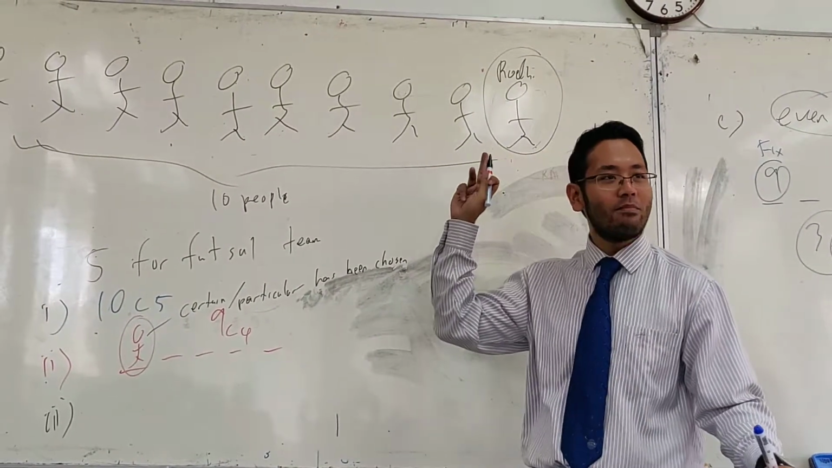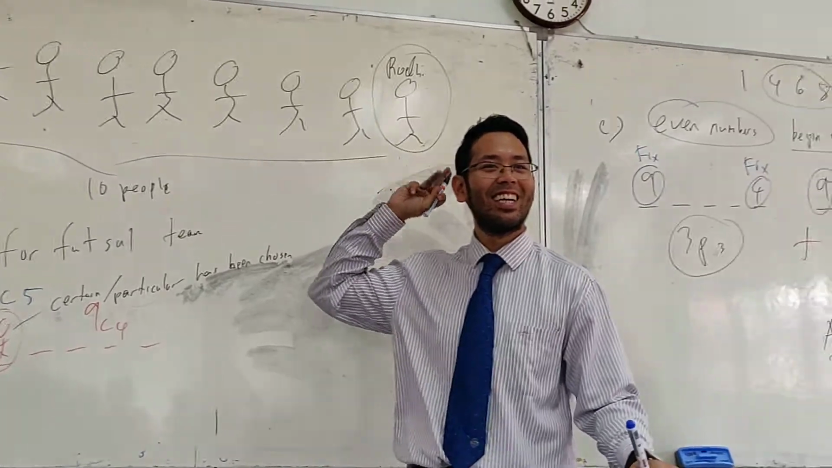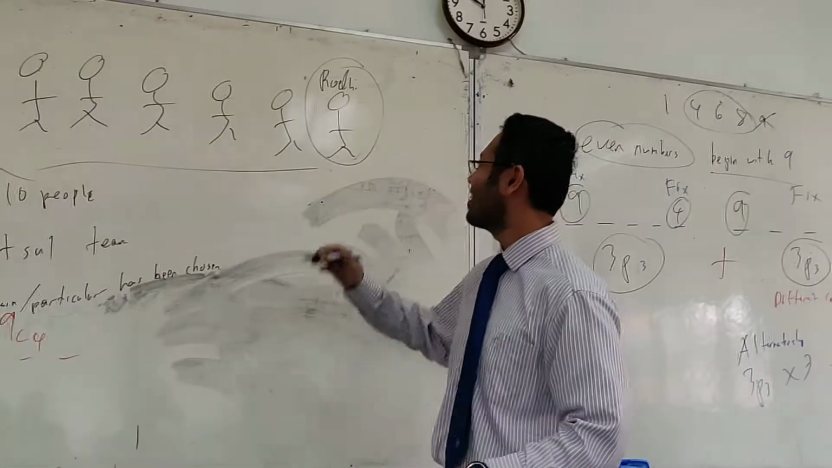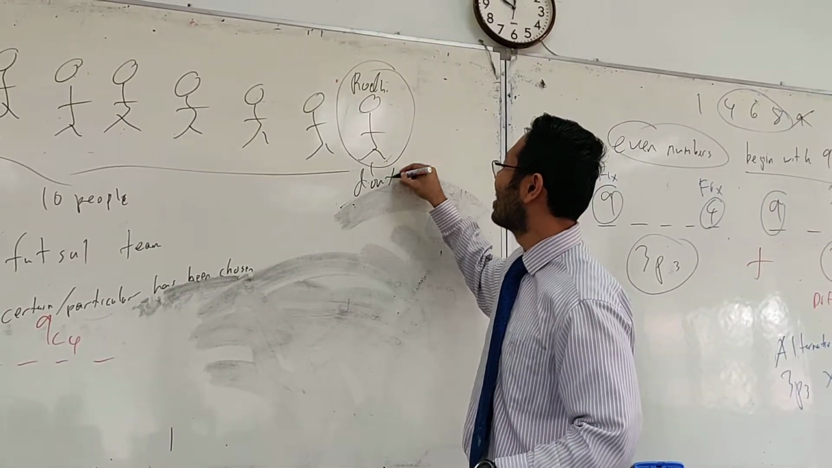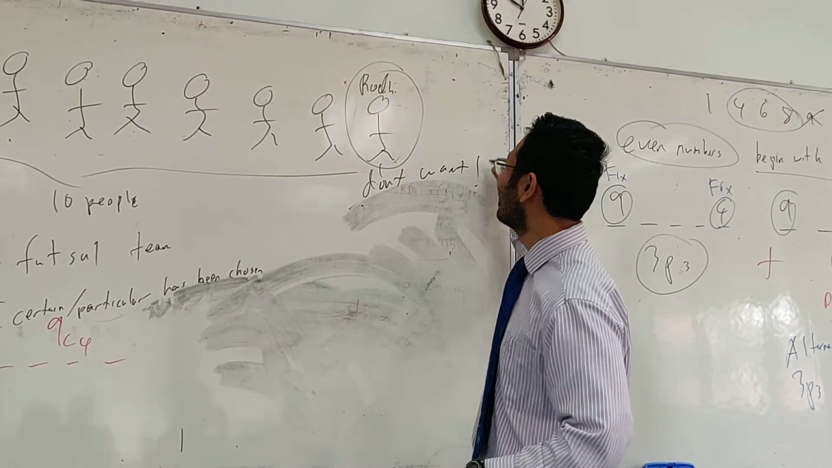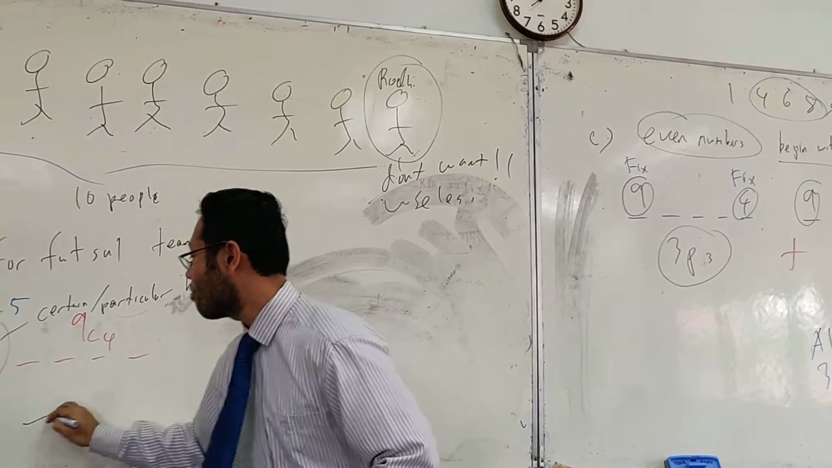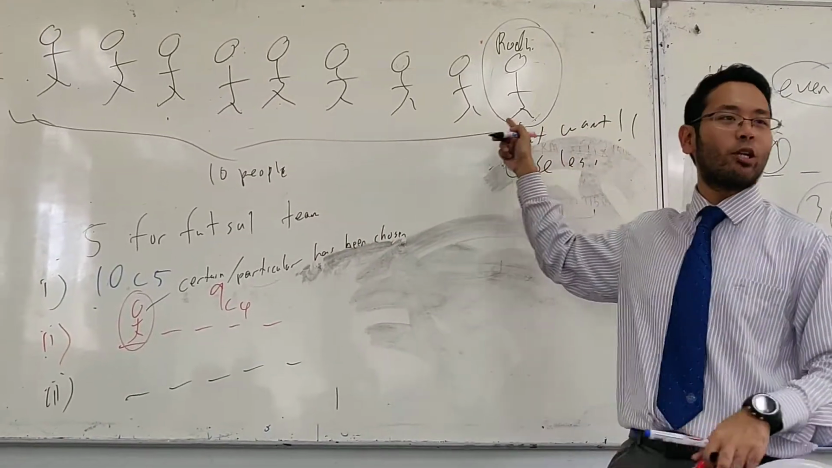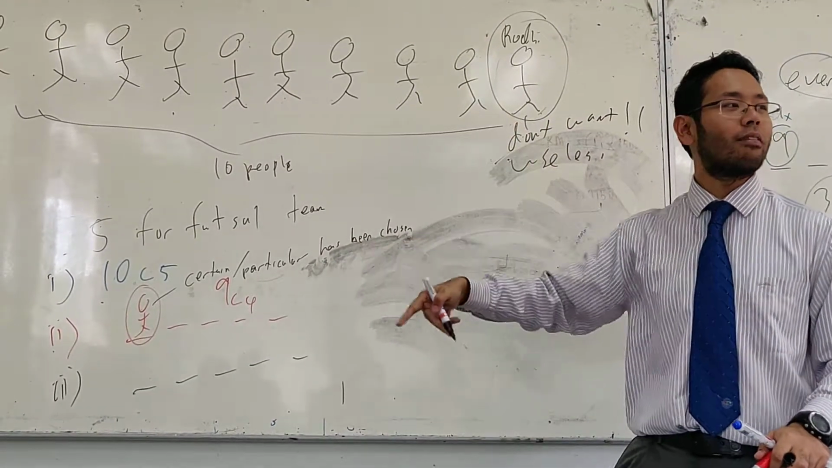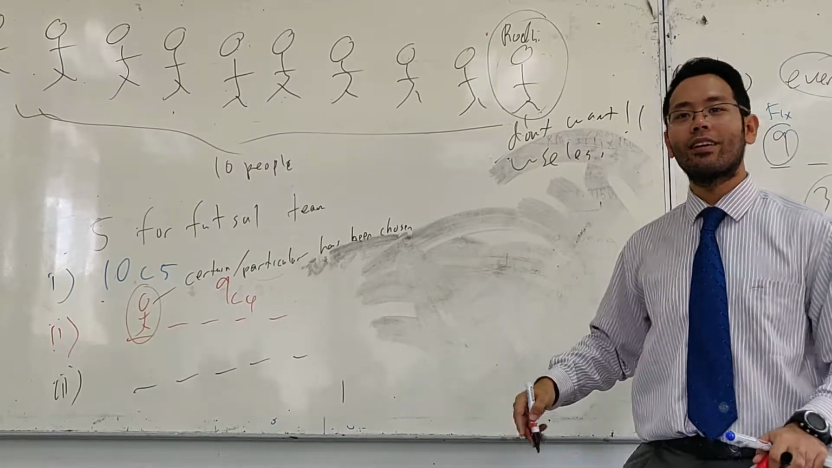Did you want me to be in your team? No. I'm horrible. You don't want. Useless. So in the team of five, are you still going to select him? No. How many people do you have left? How many players do you have? Five. So?